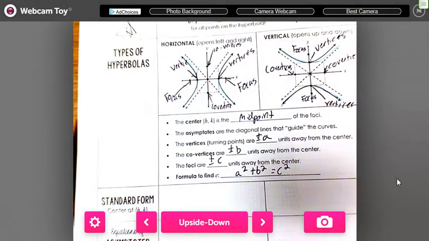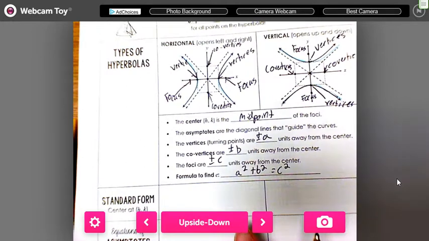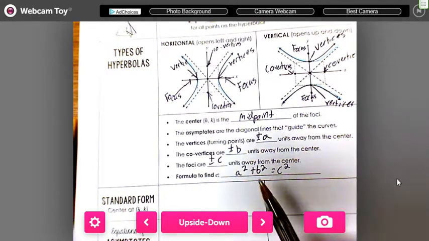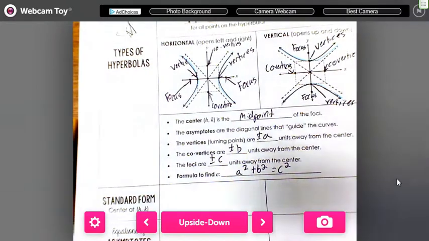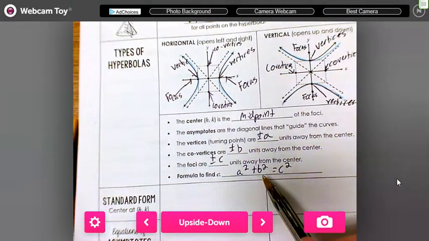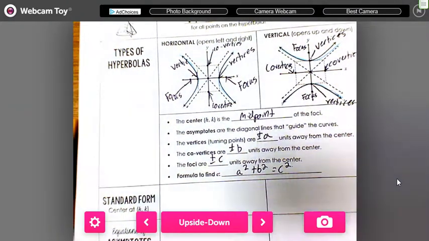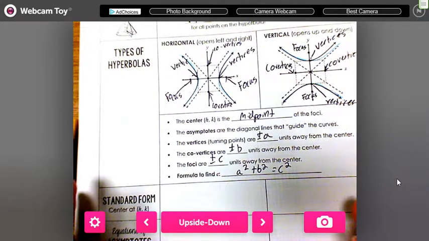Right, when we talked about ellipses it was a squared minus b squared, where this is plus. So we know that it's the difference between them.